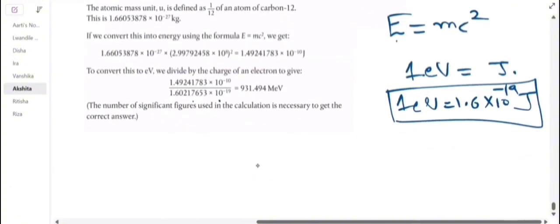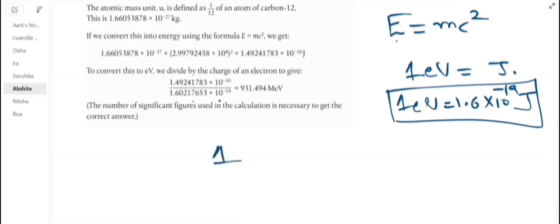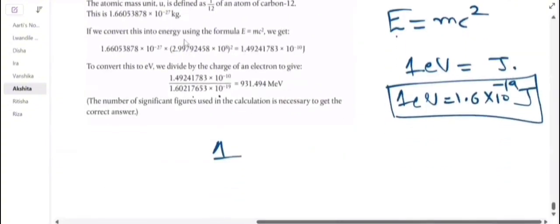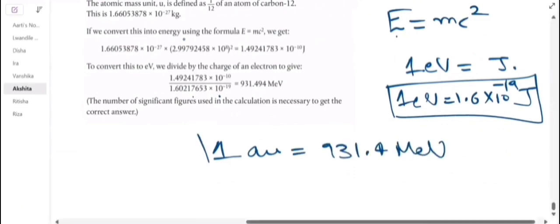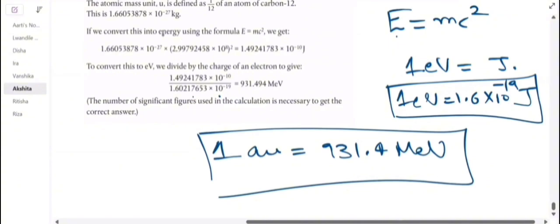So basically you just have to write that 1 AMU is given as 931.4 MeV of energy. Understood? Any doubts? Okay, good. So this is all about this.